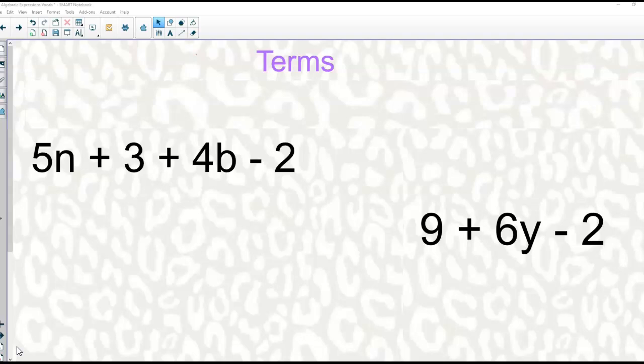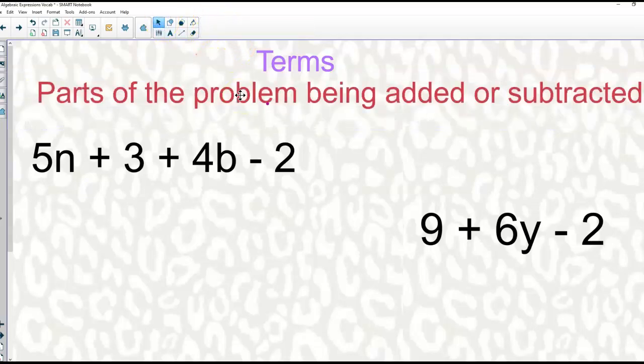If you look at this page, on it are 2 examples of an algebraic expression. But our focus right now is the word term. A term is the parts of the problem that are being added or subtracted. The parts of the problem being added or subtracted.